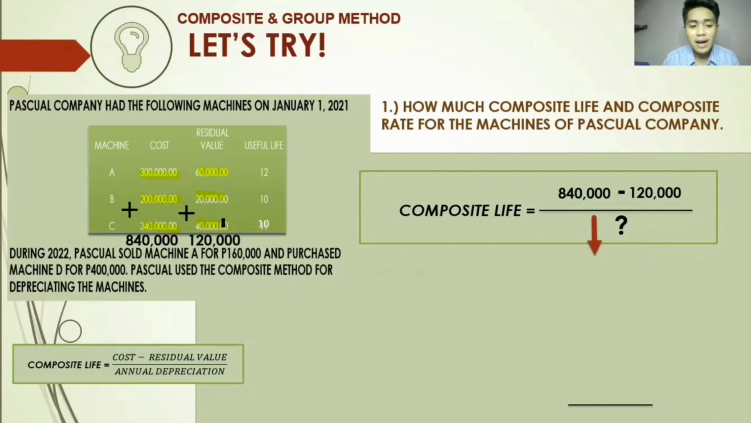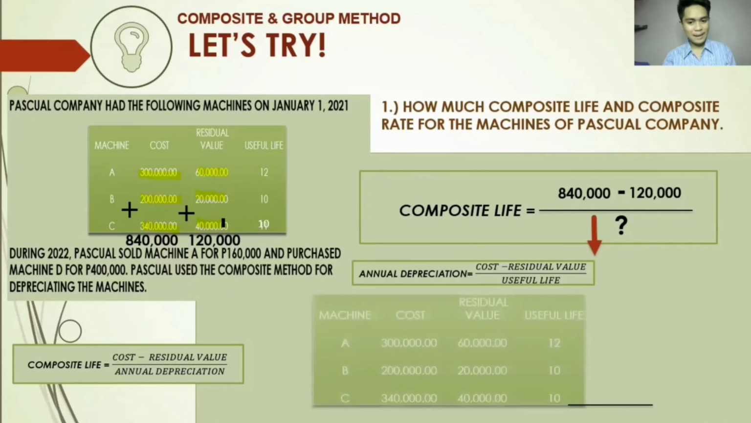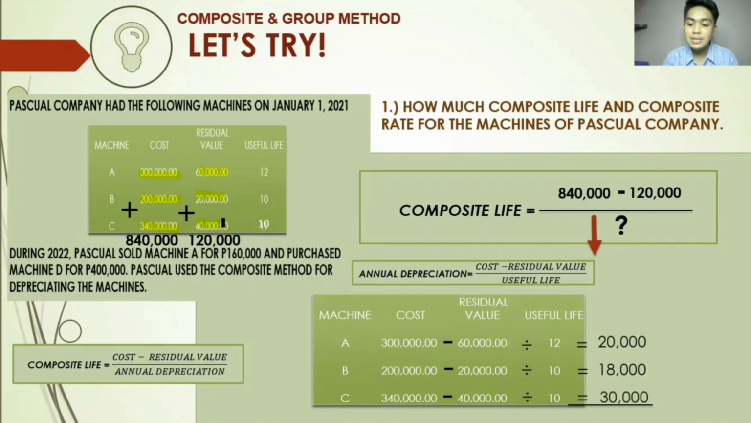So, paano ba natin kuhain yung annual depreciation? Annual depreciation is equals to cost minus residual value divided by the useful life. Para siyang straight line method lang. Okay, so let's try. 300 minus 60 divide 12. The answer, 20,000. Ganun din kay machine B. 200 minus 20 divide 10 is equals to 18,000. Machine C, 340 minus 40 divide 10 equals 30. So, add lang natin to. The answer is 68,000. So, ito yung total annual depreciation ng buong grupo, 68,000.